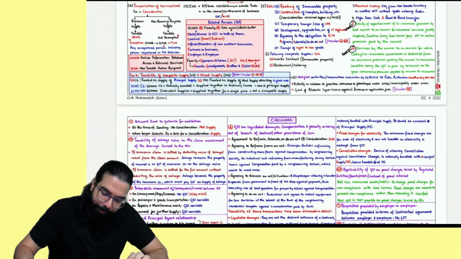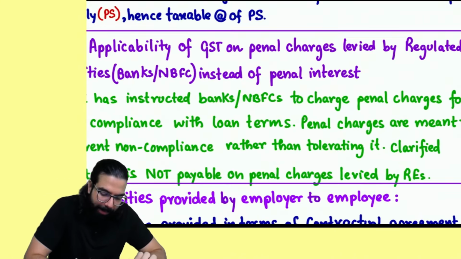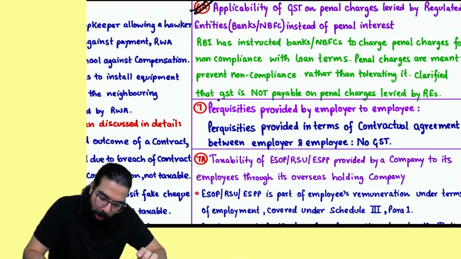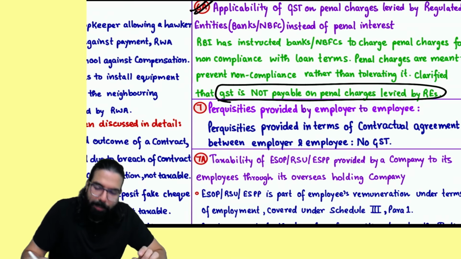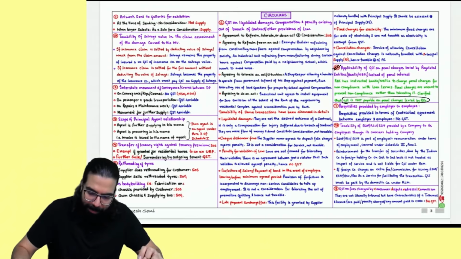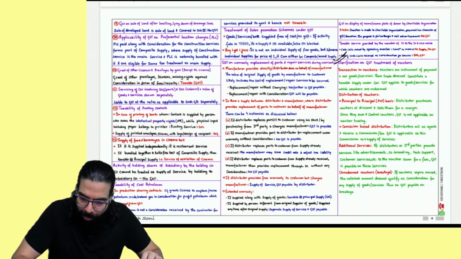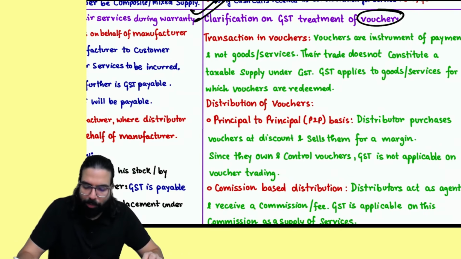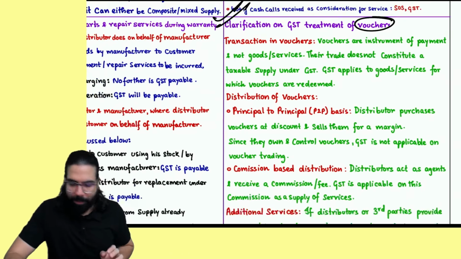Okay, sir. Then, I told you the regulated entities point, that GST is not payable on penal charges which are charged by banks, NBFCs, financial institutions, etc. Done, sir. This point is clear. Again, one more circular on vouchers. The circular on vouchers is over here. Yes, sir. This point is clear.